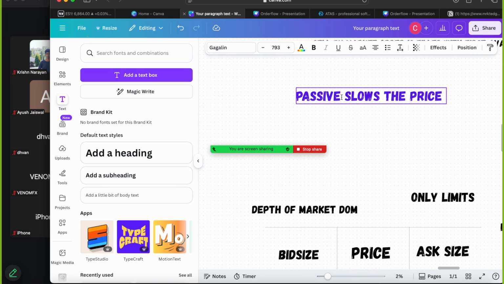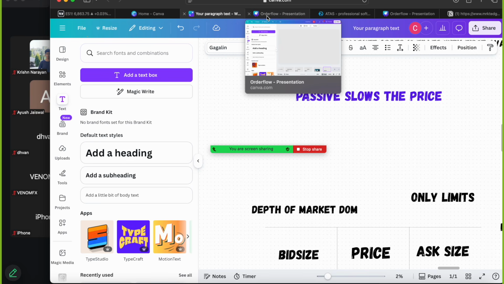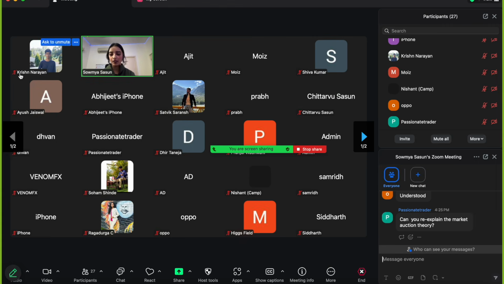Passive market orders slow the price. What does this mean? When there are limit orders resting in the market, as the market is going up, there might be previously pending limit orders in those areas. So those orders keep getting executed, due to which the price slows down. You need to understand that limit orders usually slow down the price and market orders usually cause the big moves or rallies in the market. If you want to write anything down, then please write it.